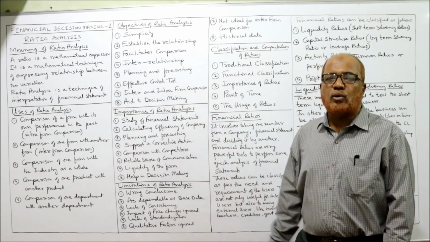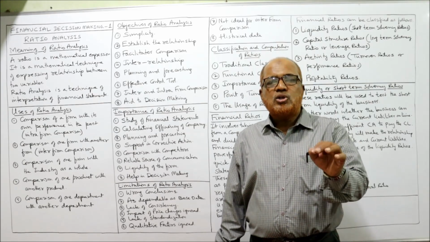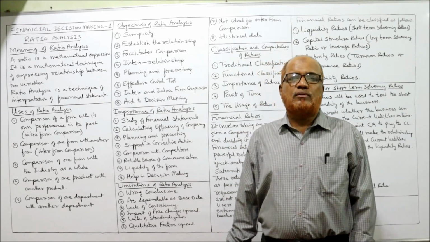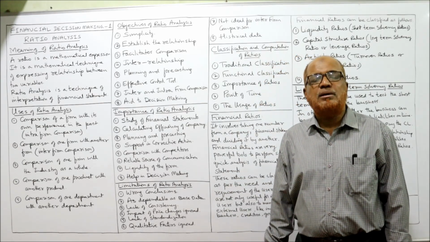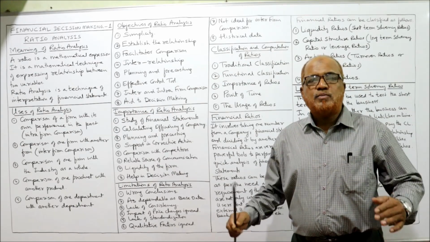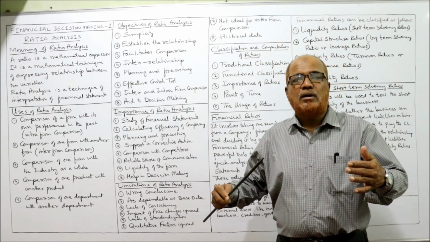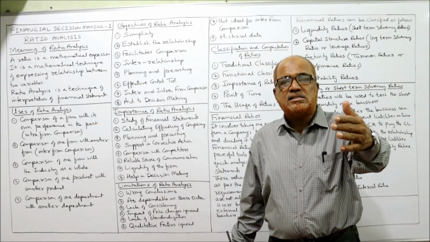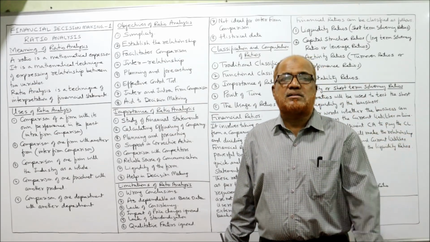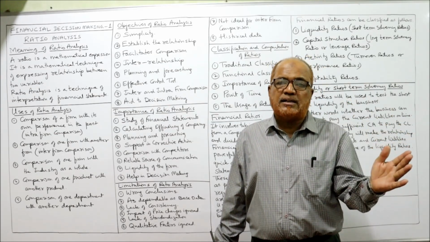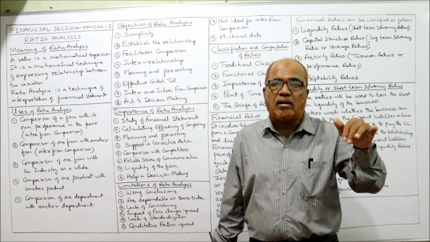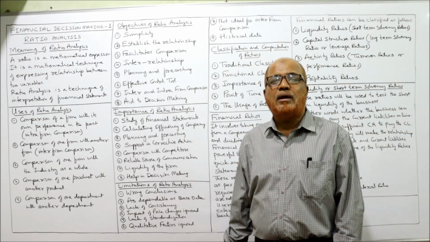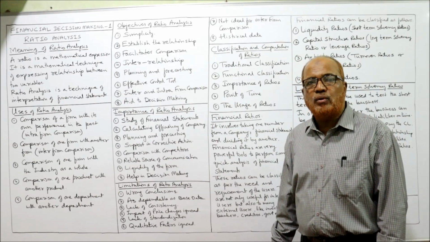Next one, planning and forecasting. Ratios are widely used for planning and forecasting by the management. Management has to forecast about the future. The forecasting can be made easy by studying the past. By studying the past data, by calculating the past ratios, we can predict about the future.